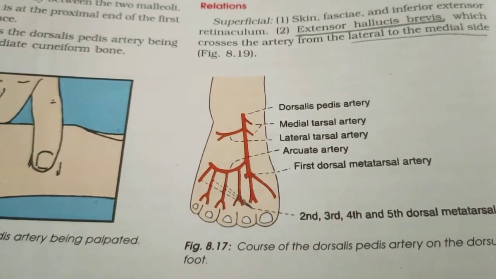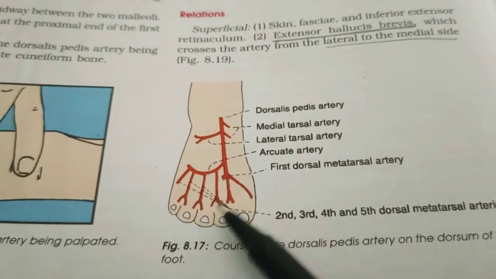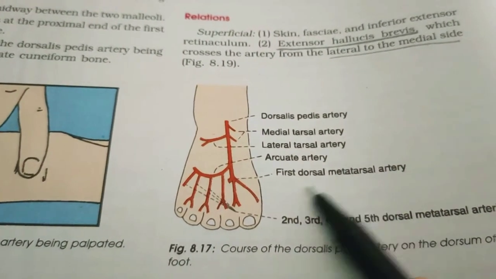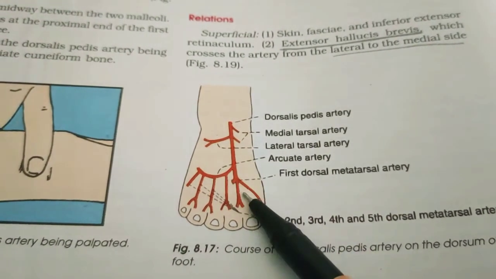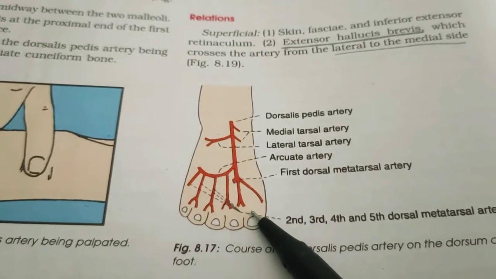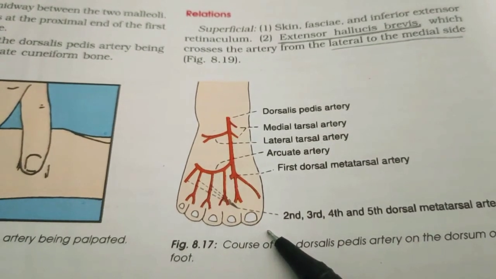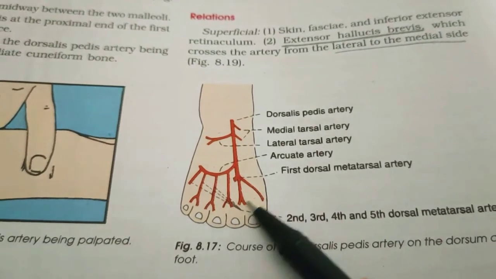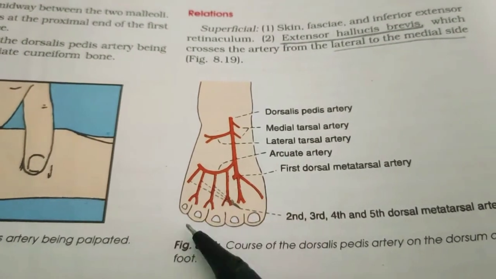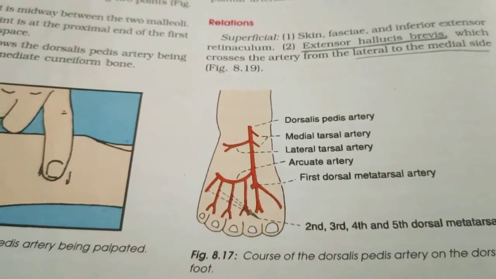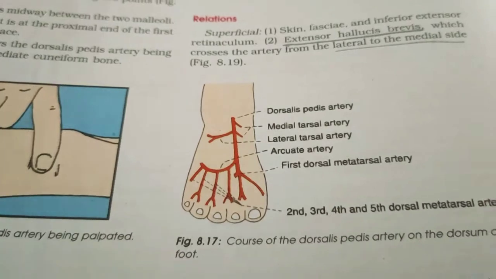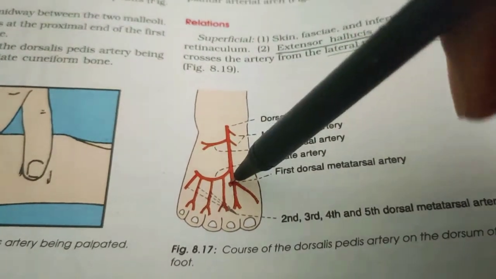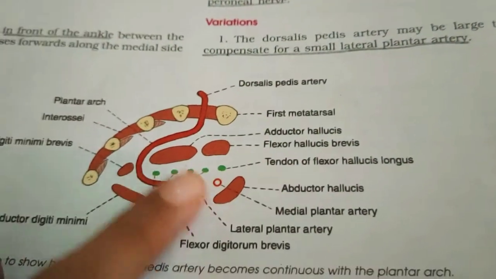Next, coming to the first dorsal metatarsal artery. So you can see here, this is the first dorsal metatarsal artery, this one. So this is arising just before the dorsalis pedis artery dips into the sole. So it gives a branch to the medial side of the big toe and divides into dorsal digital branches for adjacent sides of first and second toes, right? So this is about the dorsalis pedis artery. Remember that dorsalis pedis artery not only supplies the dorsum of the foot, but it will also puncture over here and go to the plantar side. You can see here on the plantar side also it is reaching, right?